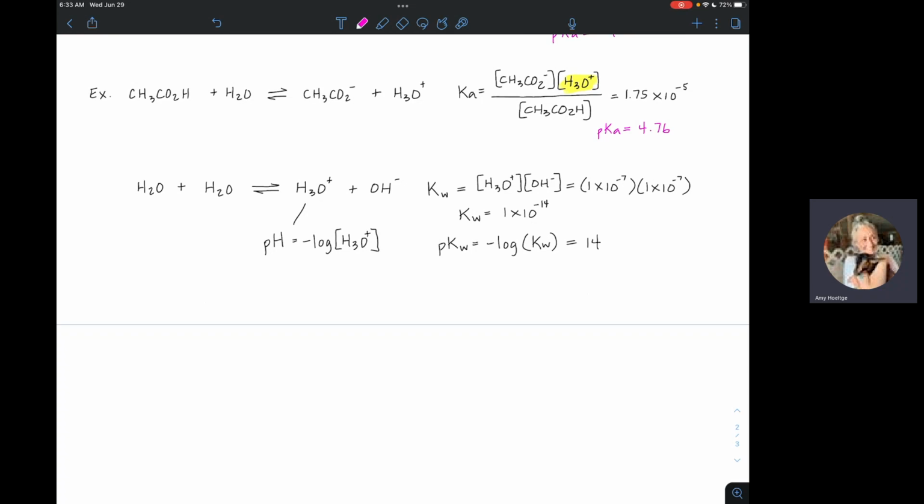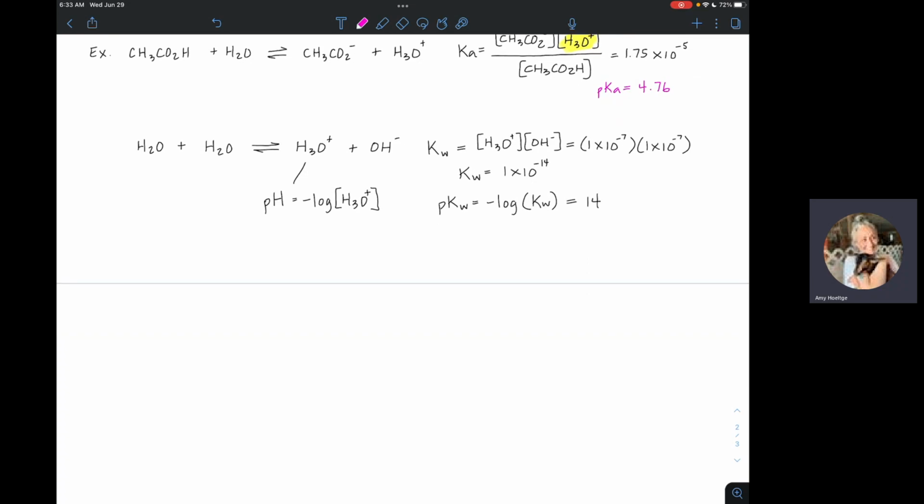If you know you're looking at a base and I give you the pKa value instead of a pKb value, then you just have to imagine its conjugate partner and say, okay, the stronger the acid, the weaker its conjugate base. We also have this relationship, if it gets a little confusing.